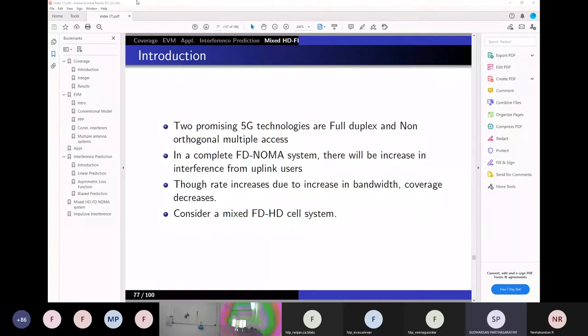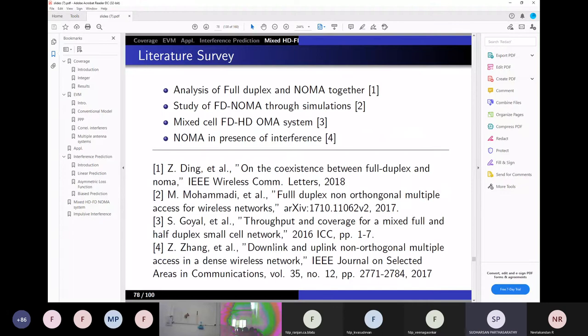Next, slide number 78, a brief literature survey of what has been done in this field. The first analysis of full duplex and NOMA together was done in reference paper one by Zhang et al. Full duplex NOMA was also studied through simulations in reference paper two. Mixed cell full duplex, half duplex for OMA systems, not for NOMA, was studied in paper three. And NOMA in the presence of interference was also studied in paper number four.